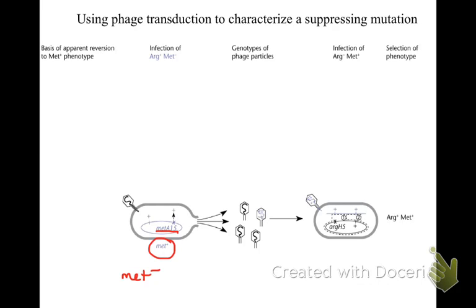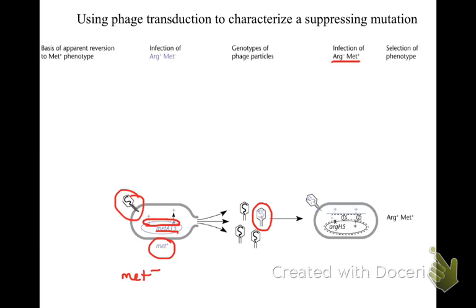We're going to do a phage transduction to determine if that's due to a reversion or a second site mutation. So we're going to grow phage on this strain, and remember that some phage will package some of the chromosome, and we're hoping that these regions get picked up by some of the phage. Then we're going to take that phage and infect a new cell, an E. coli that is ARG minus MET plus. It requires arginine for growth, but it's MET plus.